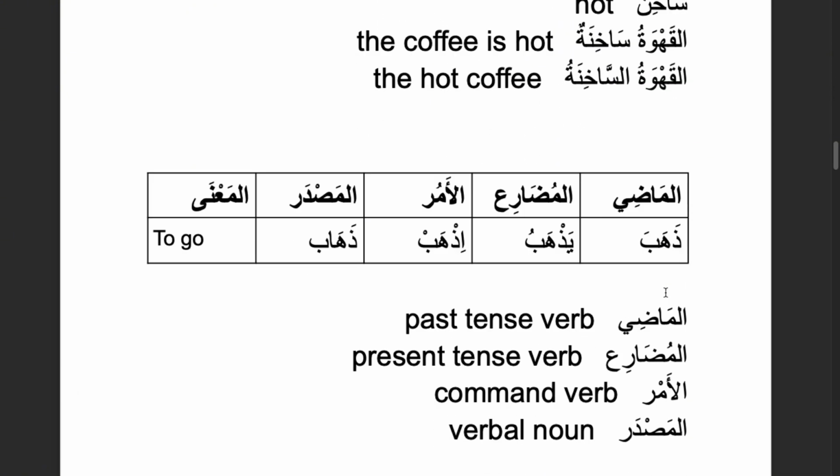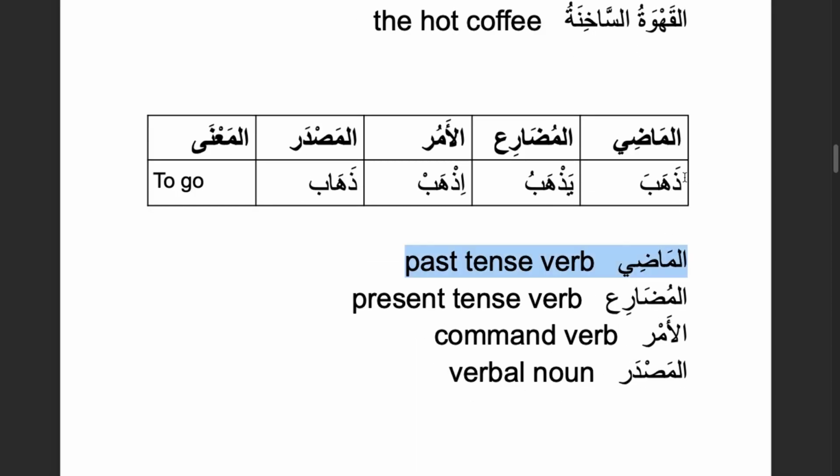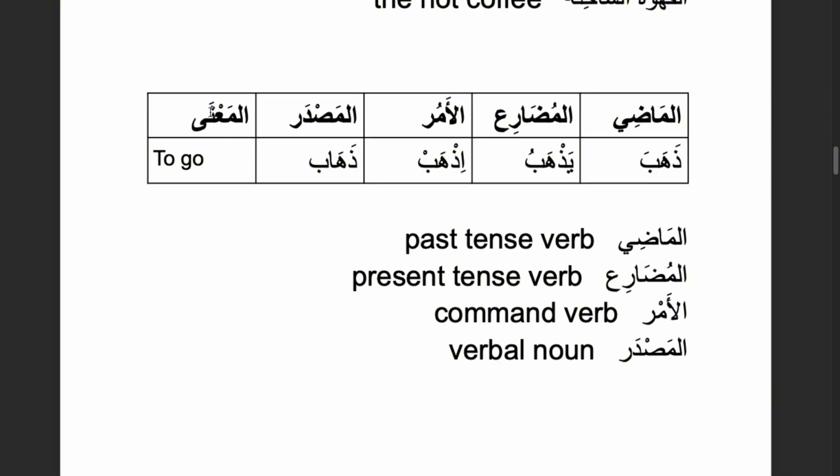Okay, now let's go into some verbs. This here is what you call the tasrif. The tasrif. And you usually find it like this. You'll have al-madi, al-mudari', al-amr, al-masdar. Al-ma'na means the meaning, just so you know, right?